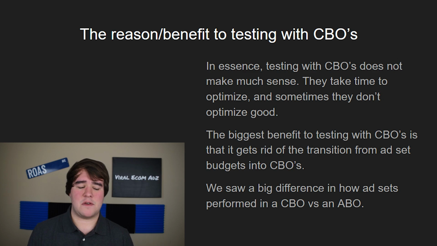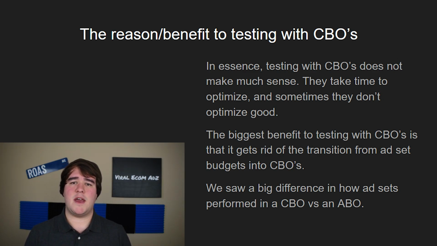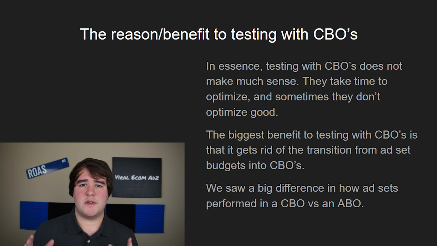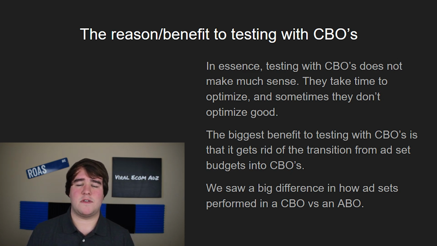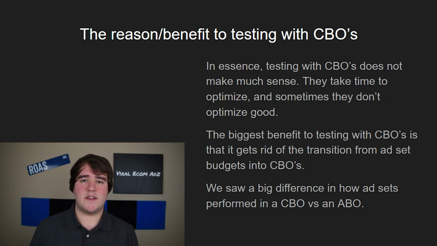But the downside is sometimes when you make the transition from the ABO and you go into the CBO, sometimes you lose winning ad sets. Like, it's a weird transition. It's a little bit risky. Sometimes the ad account just isn't very comfortable with it. So what testing with CBO does is it actually gets rid of that transition entirely.